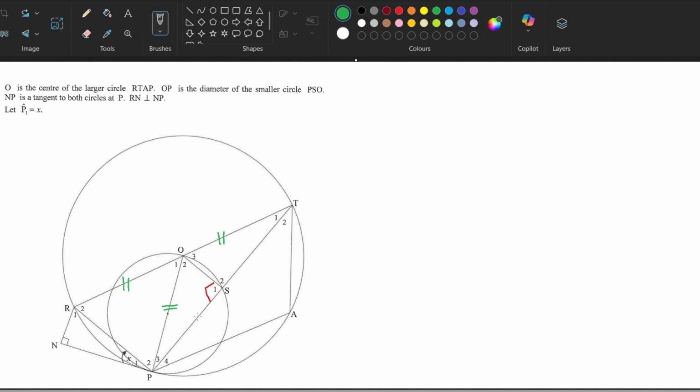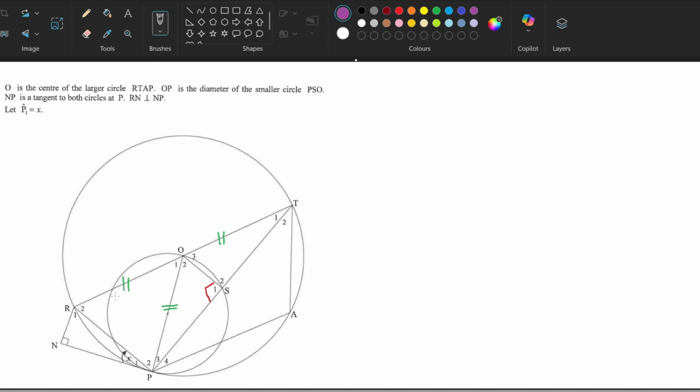This is where Euclidean geometry is going to kill us, right? They told us that OP is a diameter, but I'm saying it's a radius. Yes, it is a radius for the larger circle, but for the smaller circle it is a diameter, right? So please, let's not get it twisted. Then, okay, let's go to our next step.